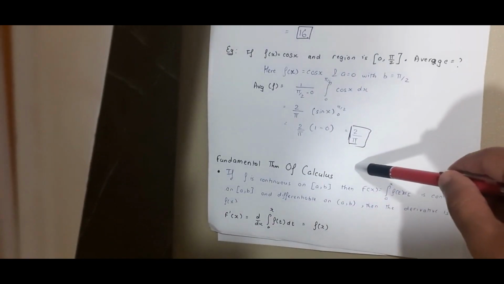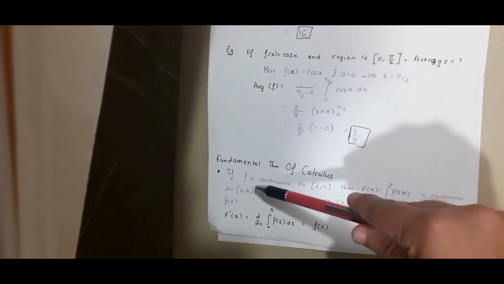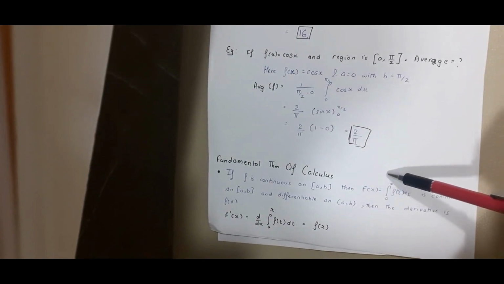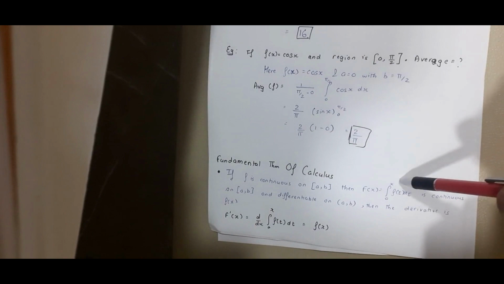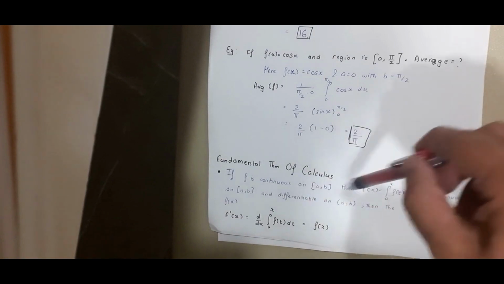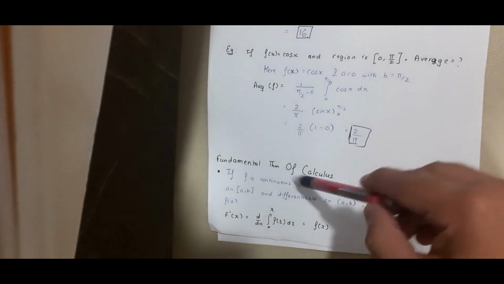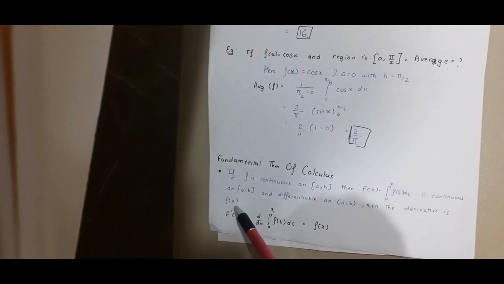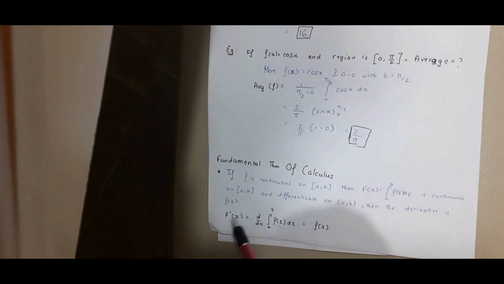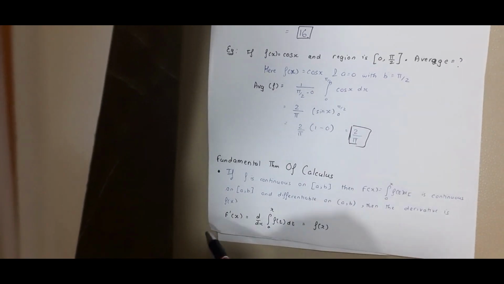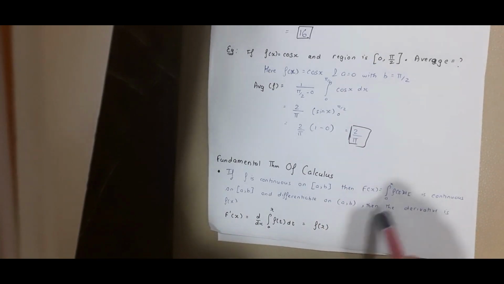Then we have the fundamental theorem of calculus. It states that if f is a continuous function on [a, b], then big F of x equals integration from a to x, where a is some constant, f of t dt, is continuous on [a, b]. Given that big F of x, the integration, is continuous on [a, b] and differentiable on (a, b), then the derivative of this integration, over here, is not a function of x, it is a function of t, small f of t. So we say the derivative of this integration is equal to f of x.